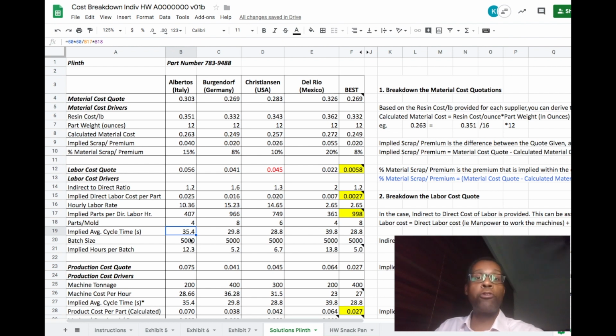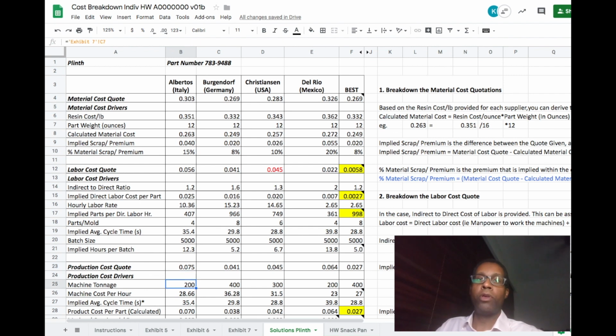And the implied hours per batch is 12.3. So how many shifts is that? Normally it would be 2 shifts. Per shift is normally 8 hours. Okay, we see here a 2 shift situation, and we've broken down the 0.056 to understand that. Now this is going to come in handy for us as we go to the production quotes.